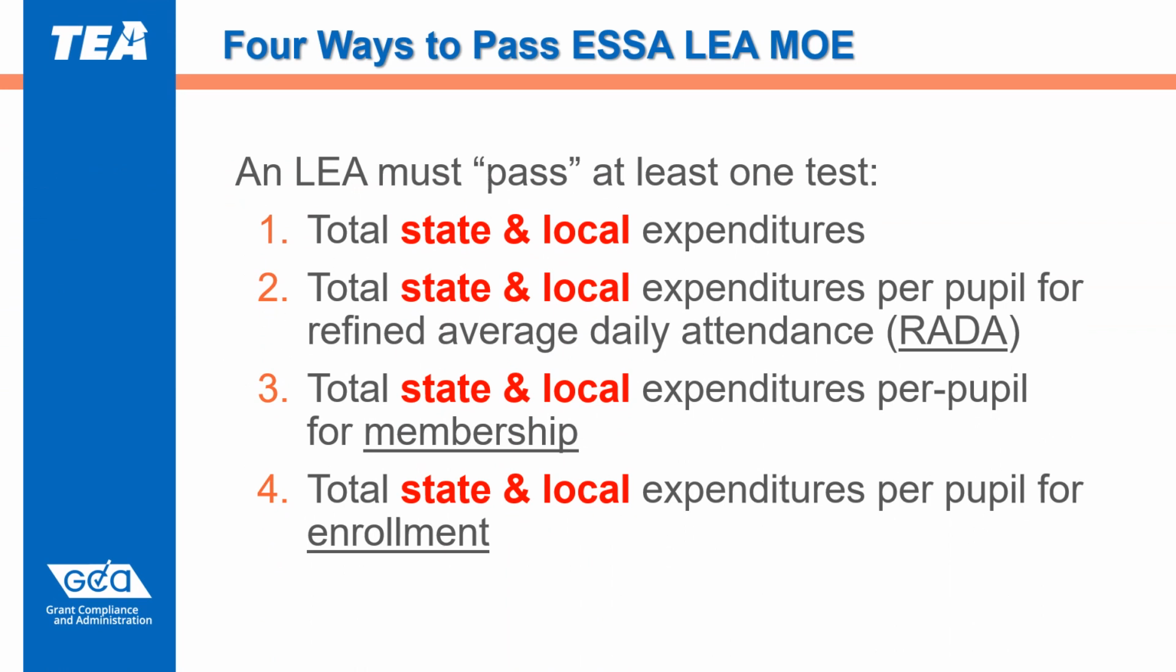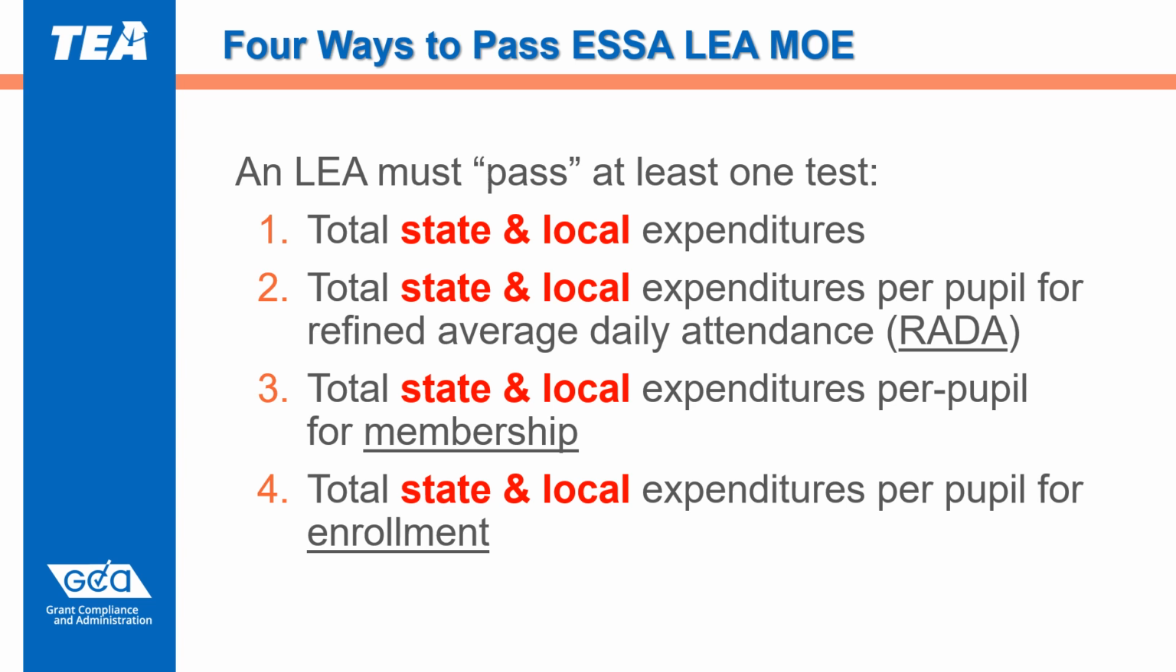To meet the ESSA LEA MOE requirement in any fiscal year, an LEA is required to expend state and local funds at a minimum of 90% of the level at which it expended funds in the preceding fiscal year. There are 4 calculations for determining whether an LEA has met the ESSA LEA MOE requirement. An LEA needs to meet at least one of the following 4 tests to be compliant. 1. Total state and local expenditures. The LEA's total state and local expenditures must equal or exceed 90% of expenditures during the previous fiscal year.